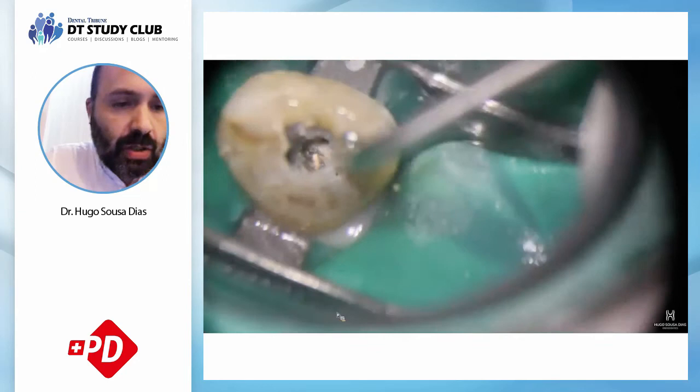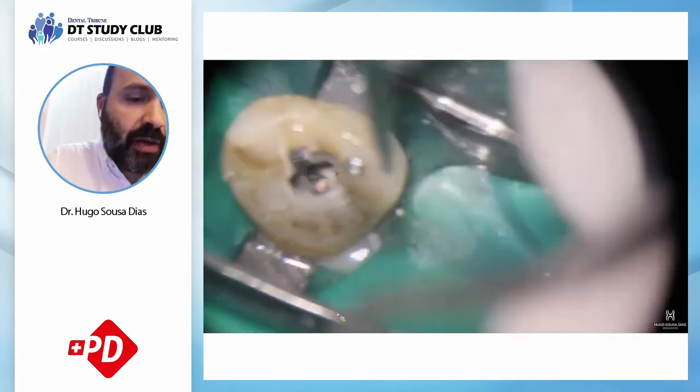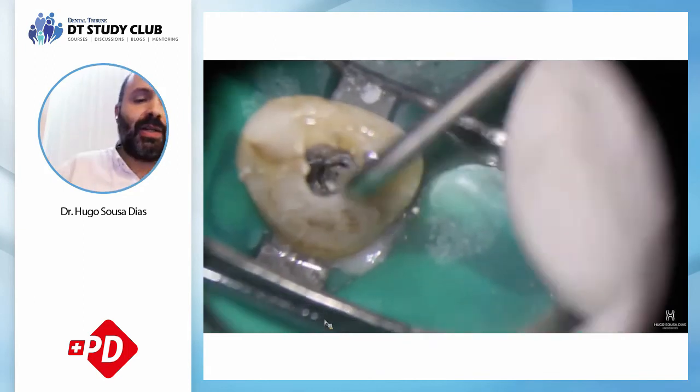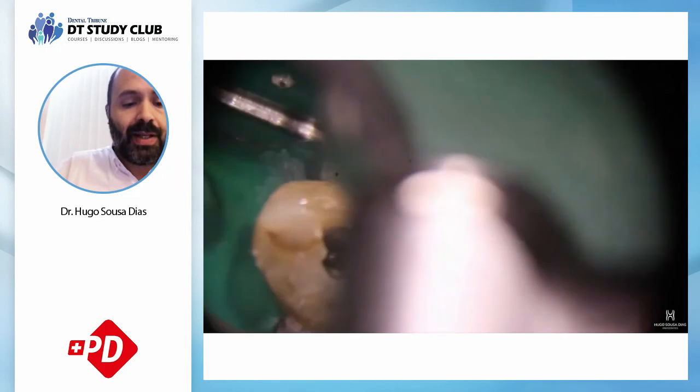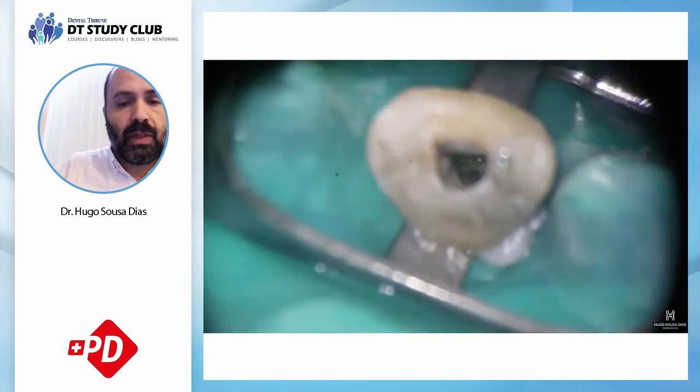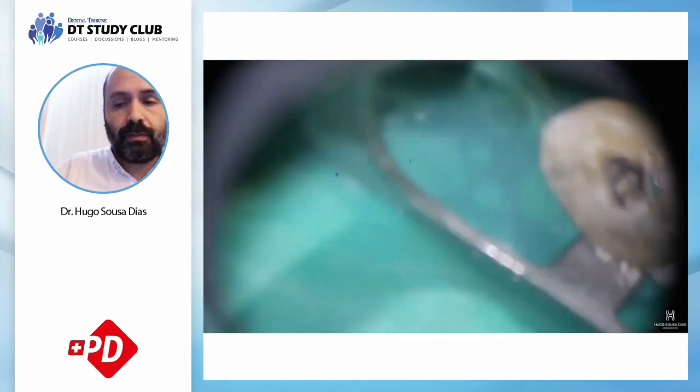When I reach the pulp chamber and perforation area, it's possible to see here the gutta percha. I do the root canal retreatment, remove gutta percha, shaping procedure, irrigations, infection protocol. And now I'm going to do the obturation.